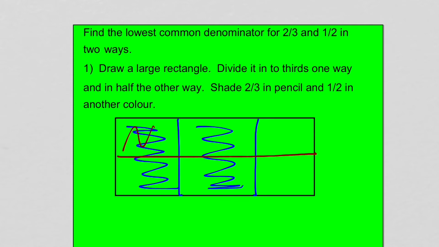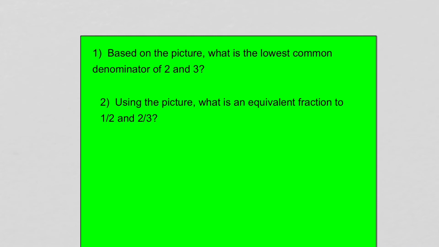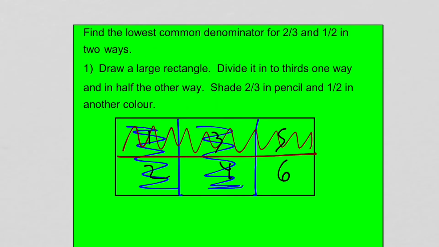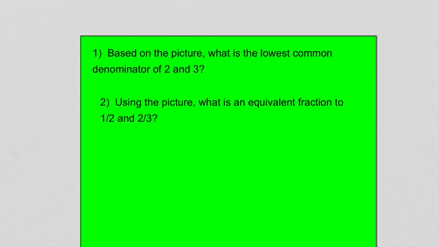And I shaded in 1/2 in red. You can see now I have this rectangle divided into 1, 2, 3, 4, 5, 6 smaller rectangles. And then I ask these questions again. Based on the picture, the lowest common denominator of 2 and 3, well, that's the number of rectangles that this rectangle is divided into. So the lowest common denominator is 6.